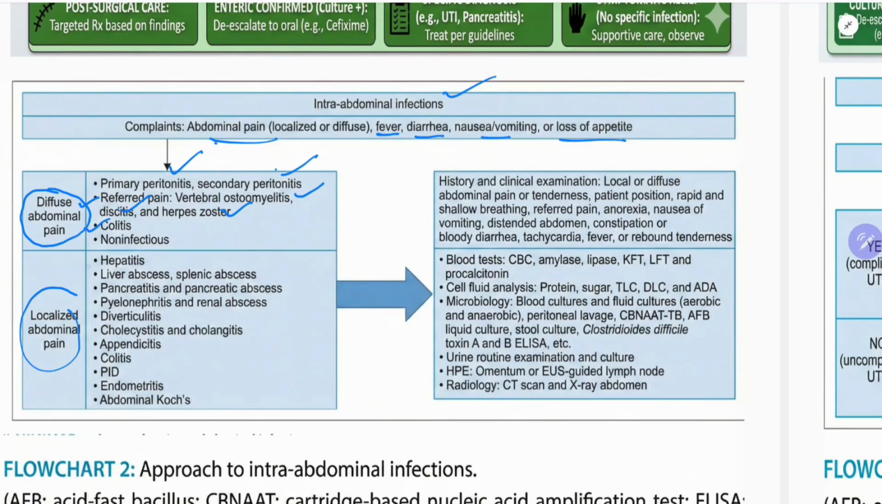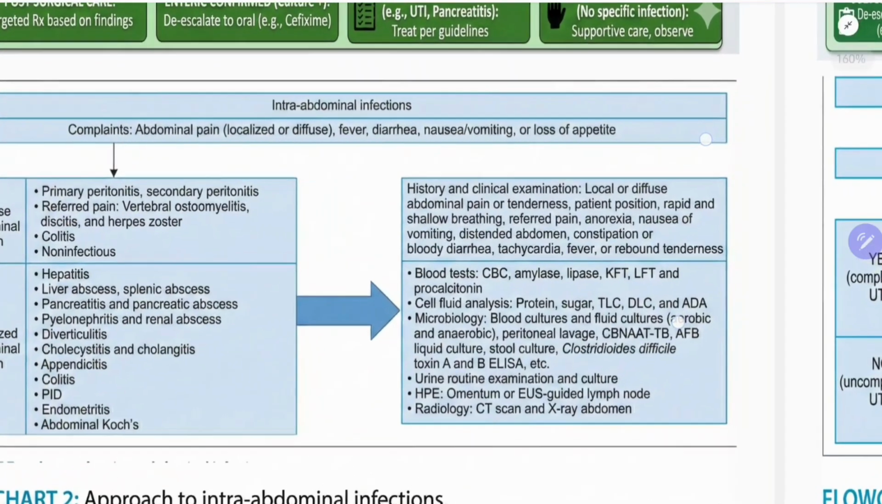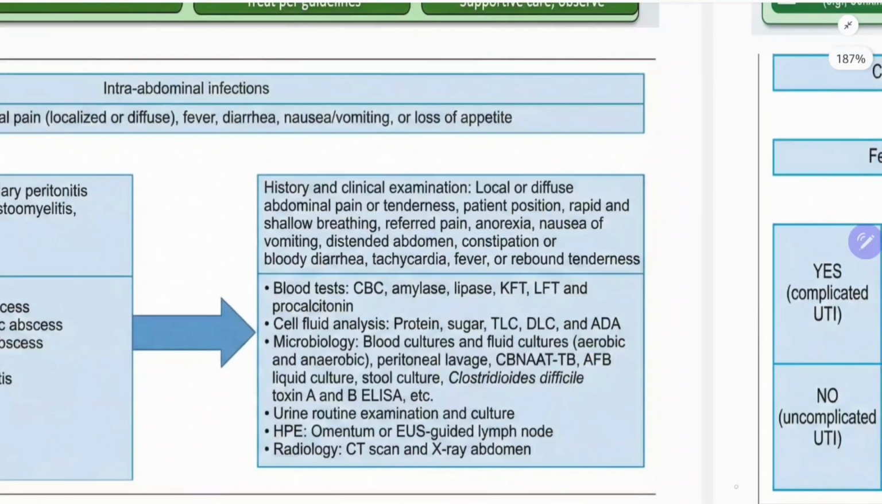It can be colitis or it can be a non-infectious cause. Localized abdominal pain can be due to hepatitis, liver abscess or splenic abscess, pancreatitis, pyelonephritis, or renal abscess, diverticulitis, cholecystitis and cholangitis, appendicitis, colitis, pelvic inflammatory disease, endometritis, abdominal tuberculosis. How will you differentiate localized abdominal pain and diffuse abdominal pain?